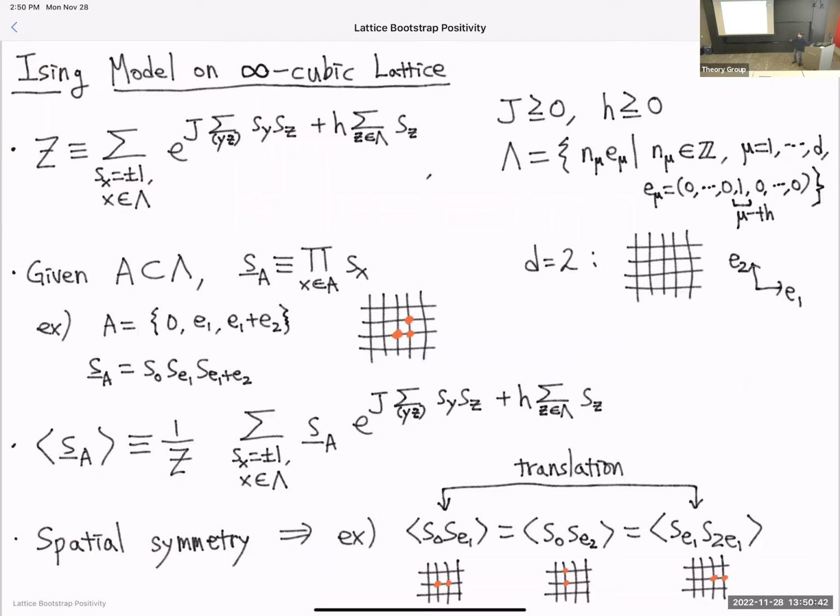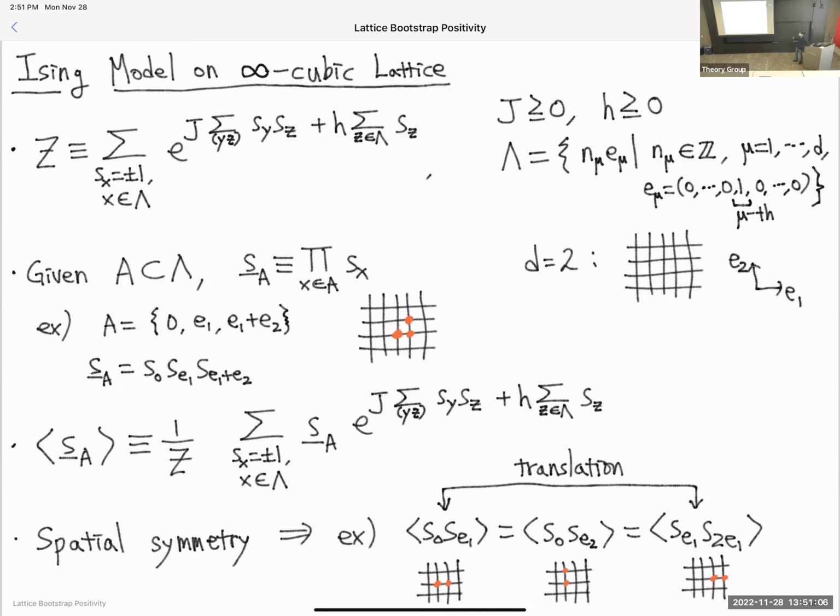Okay, so I'm going to tell you about the Ising model on the infinite cubic lattice. By infinite, I literally mean the infinite lattice. I'm not taking any boundary condition or anything like that. By cubic, I mean hypercube. So this can be square in 2D, cube in 3D, and 4-cube and so on for all the higher D. So the lattice we have, lambda, is integer linear combinations of unit vectors.